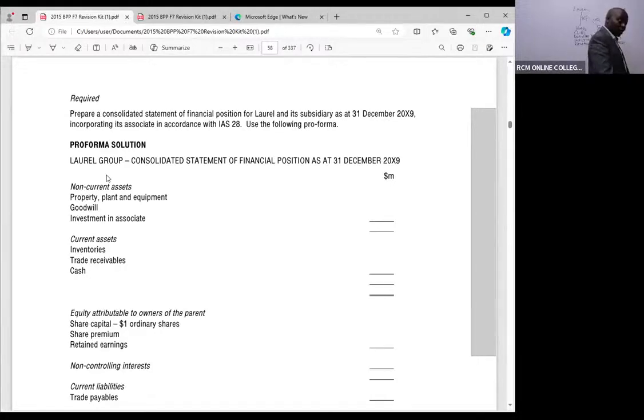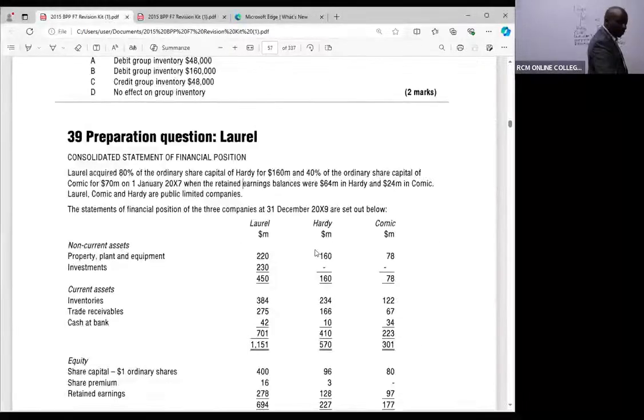So always start with this. You simply write the pro forma here. They're telling you to write it without any figures. Don't place any figures. Don't do any workings. In this case, you just look at what they have here. Actually, you can even take the approach: now we have non-current assets.